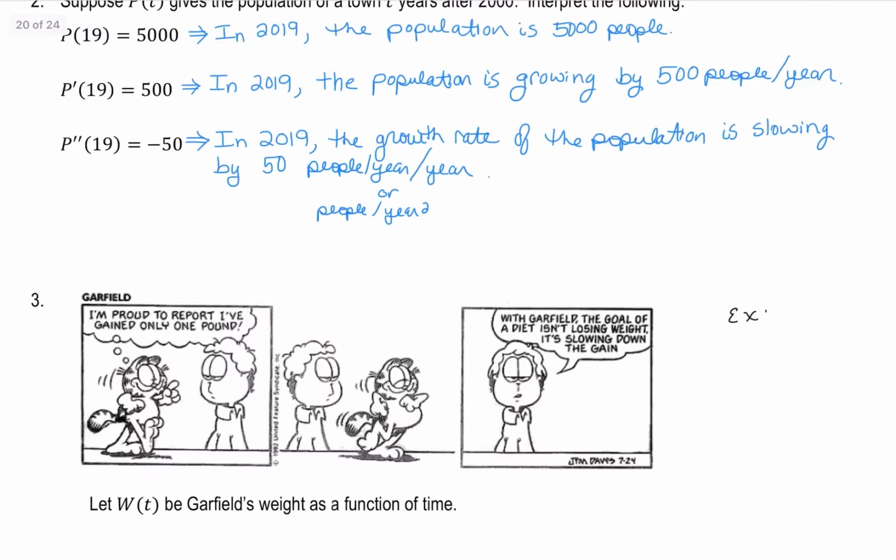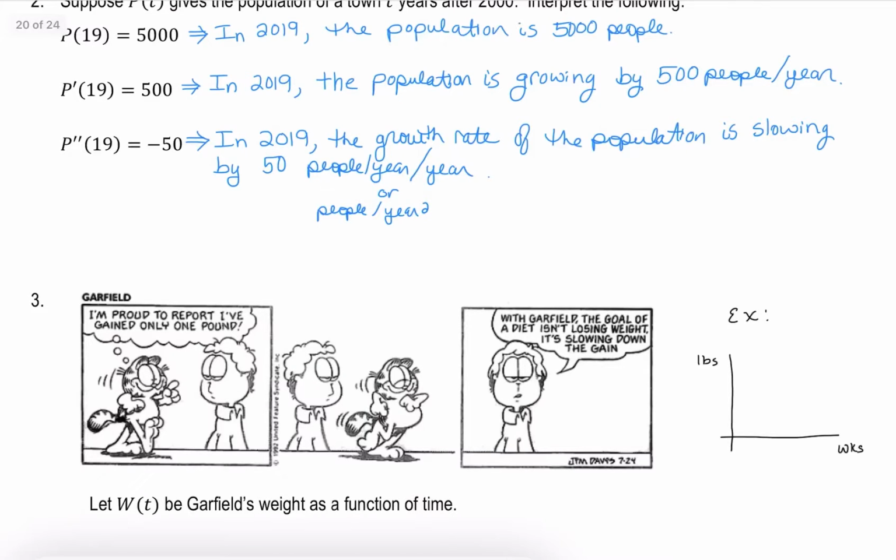So maybe we have a graph with respect to time. Let's give it an actual unit of time. Let's say this is in terms of weeks, and this is the actual weight, let's say, in pounds. And he's still gaining weight, but his goal is slowing down the gain. So while he is still gaining weight, he is slowing his gain.